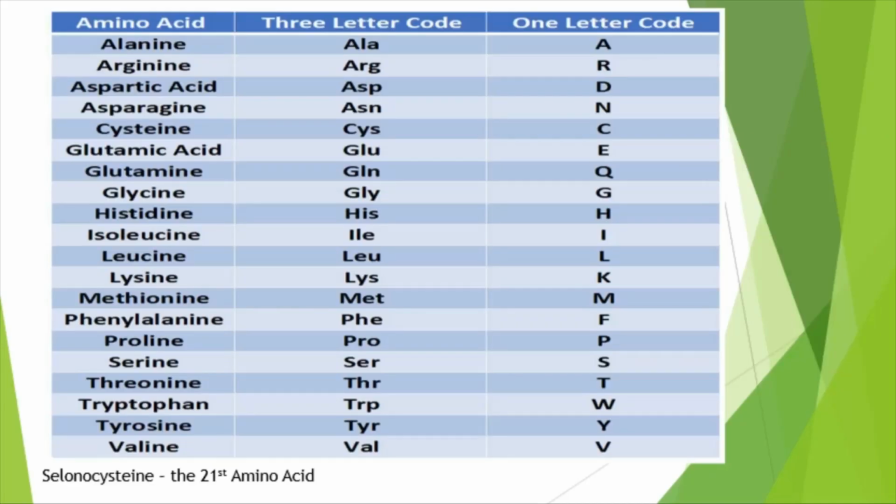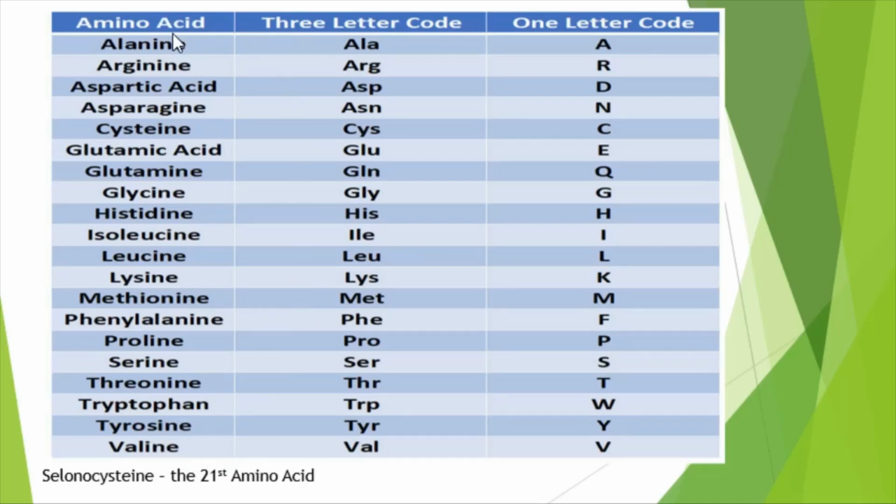So these are the different amino acids. So we have 20 amino acids all in all. We have your alanine, arginine, aspartic acid, aspargine, cysteine, glutamic acid, glutamine, glycine, histidine, isoleucine, leucine, lysine, methionine, phenylalanine, proline, serine, threonine, tryptophan, tyrosine, and valine. So these are the 20 amino acids.